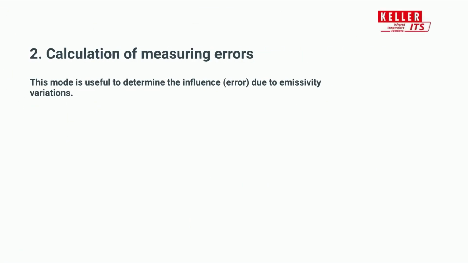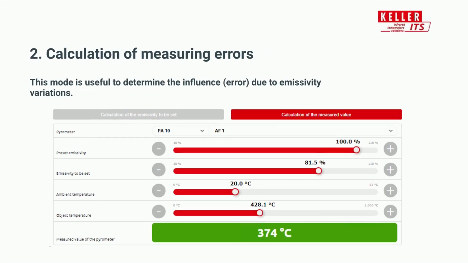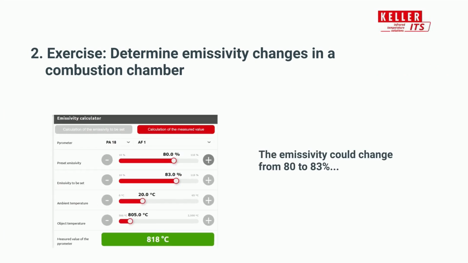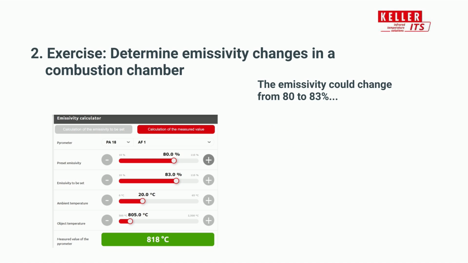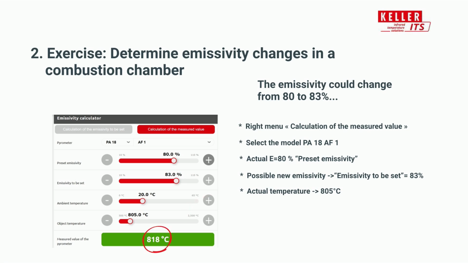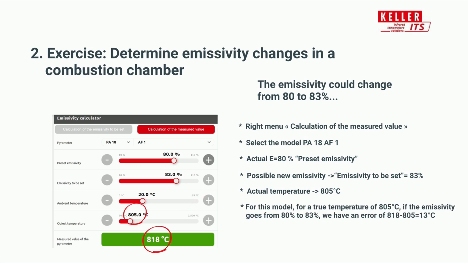The second possibility to use the calculator is to determine the influence on the measuring values if the emissivity varies. Just imagine that the emissivity could change from 80 to 83%, but you didn't change the emissivity at the pyrometer at all. What will be the measuring error for this variation? What you have to do to calculate this is to click on the right menu, select the correct model and type, set the current value of the emissivity which is set for the pyrometer, as well as the possible new emissivity and the real object temperature. The difference of the calculated result and the real object temperature is the measuring error which is valid if the emissivity of the measuring object will change.